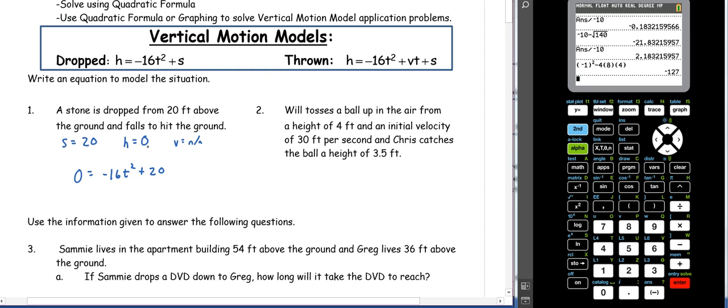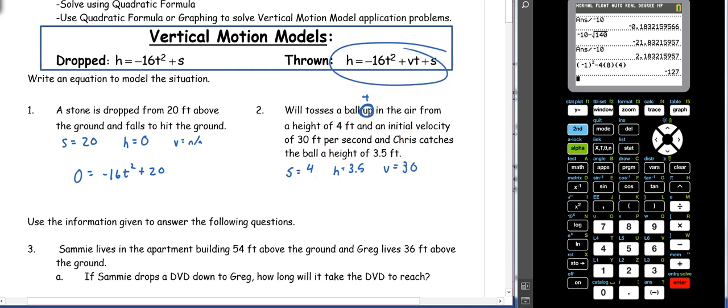And then if we were going to solve, we would use our calculator, but for now we're just writing the equations. In number 2, we toss a ball up in the air from a height of 4 feet with an initial velocity of 30 feet per second, and Chris catches the ball at a height of 3.5 feet. So we are throwing the ball up, which is important when we're starting to determine things. So our start height is 4, that's where the ball started at. The end height is 3.5, that's where it was caught. And in this case, we do have a velocity. It's going to be positive because the ball was thrown up, so our velocity is going to be 30.